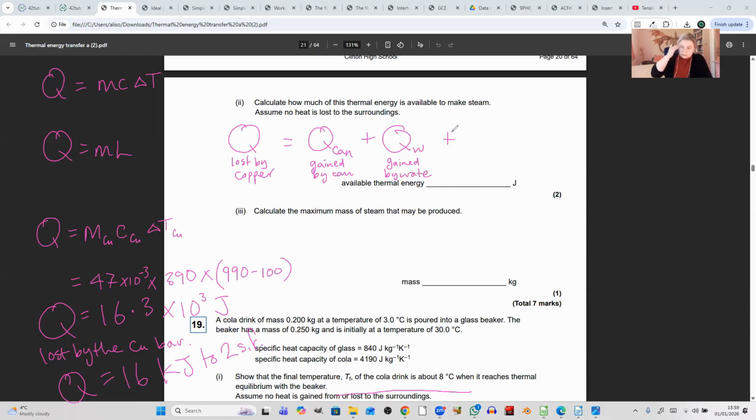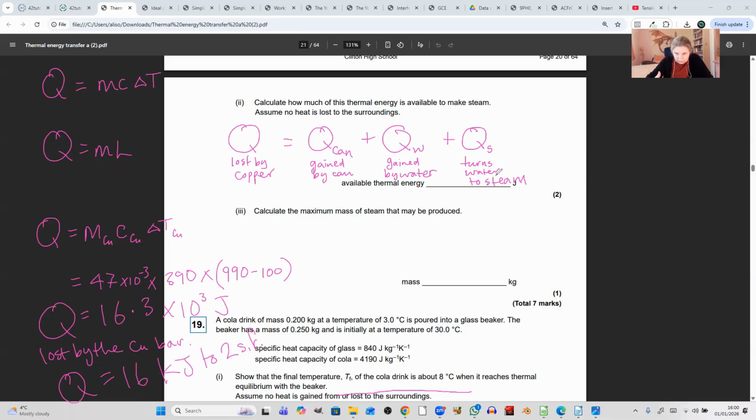And all of the water gets to 100 degrees because it boils. We're told that it gets to 100 degrees, but some of the water turns into steam. So we also have, I'm going to call it Q_S. This Q turns water to steam. Can you see how complicated this is? And we haven't even got any melting ice cubes.